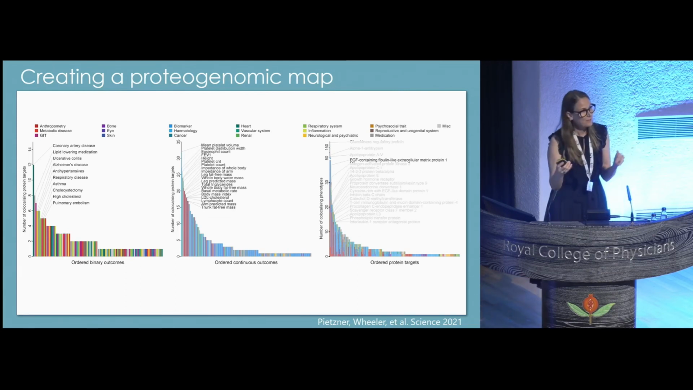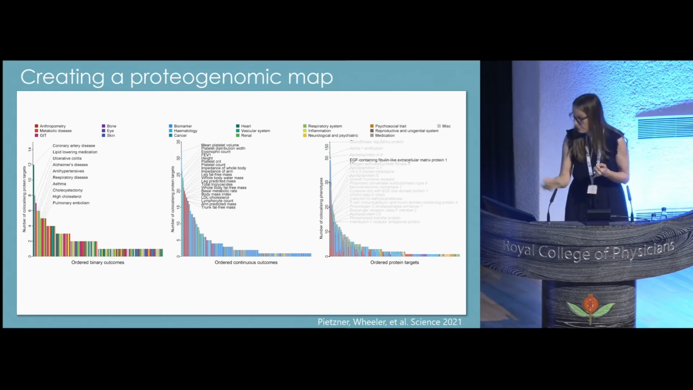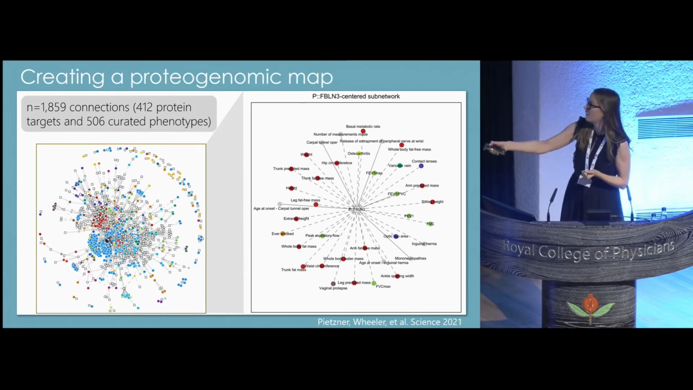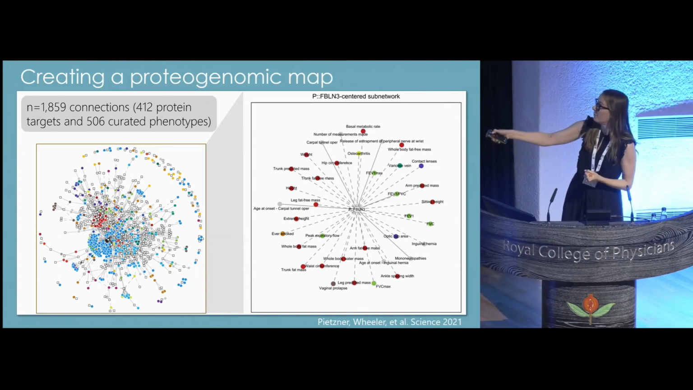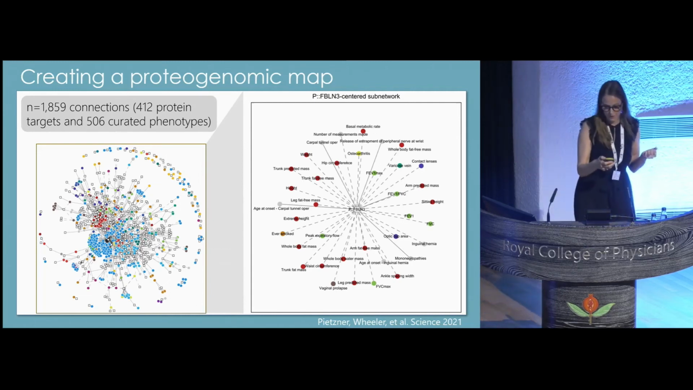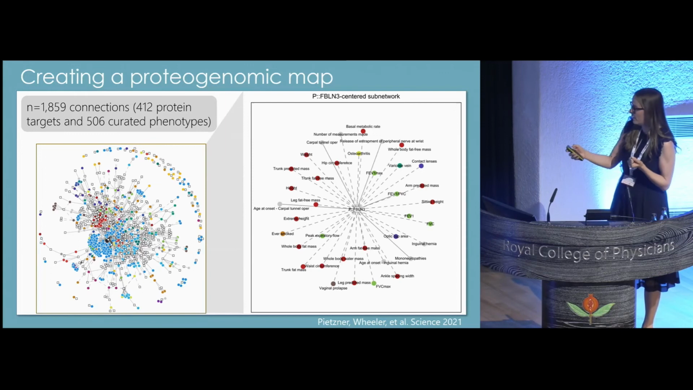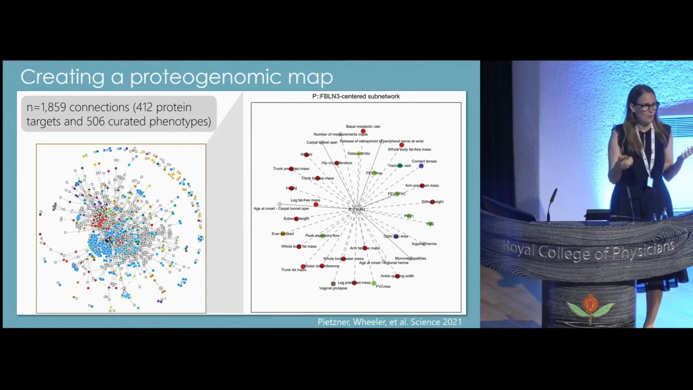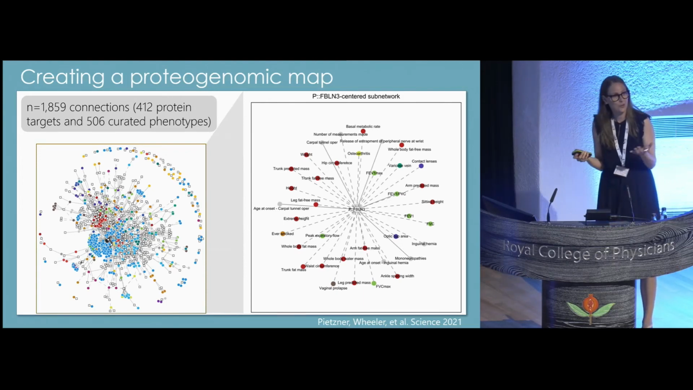So if you graphically represent this information now that I've just shown you in the other figure, then you end up with this, which is what we call the map. So this is over 1,800 connections between these over 400 protein targets and these over 500 curated phenotypes to avoid redundancy in these diseases. And so here I've just pulled out the fibrillin-3 centered subnetwork. So this is one example from this network. It is one of the most extreme examples, that's why I've chosen it, but nevertheless.